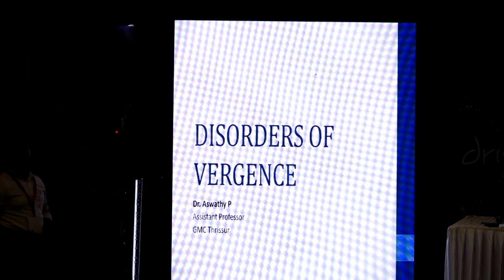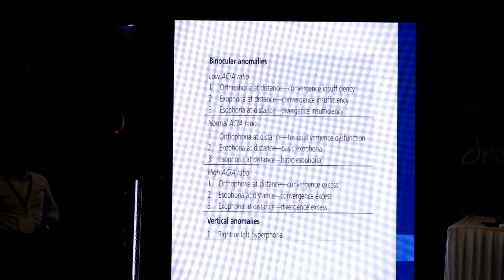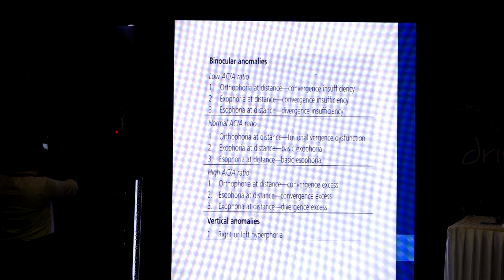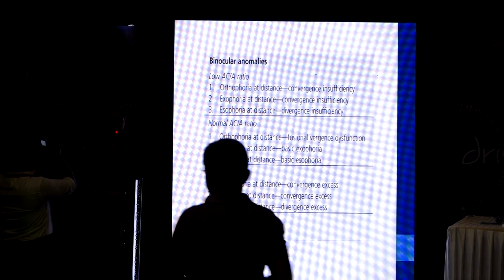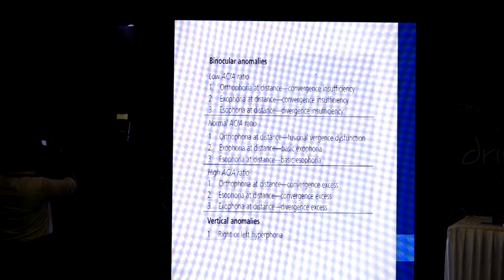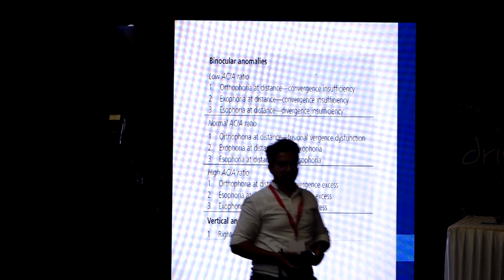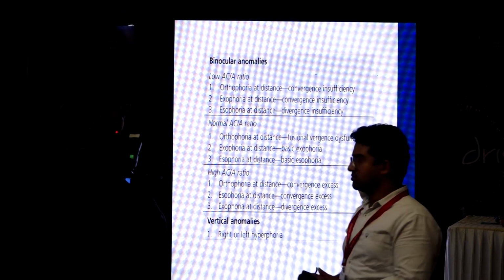My topic today will be disorders of vergence. The classification of vergence disorder is actually a modification of the original Duane's classification by Wick, and this is based mainly on two variables. One is the AC/A ratio and the other one is the distance phoria. So accordingly, we have three major classes: those with low AC/A ratio, those with normal AC/A ratio, those with high AC/A ratio, and each of them is further subdivided into three based on the distance phoria. In addition to these horizontal heterophorias, we also have vertical anomalies.